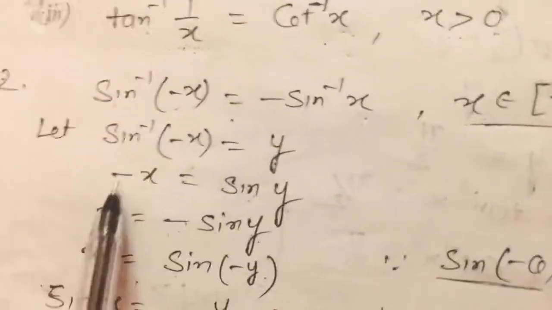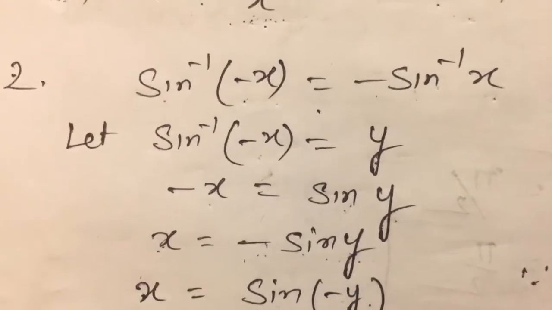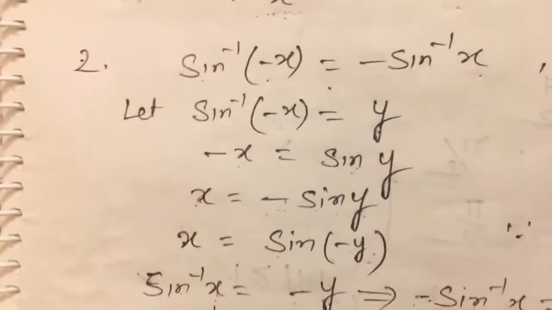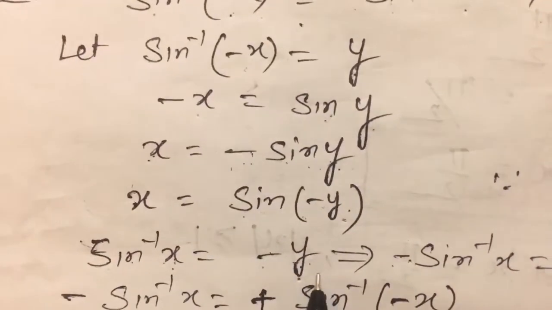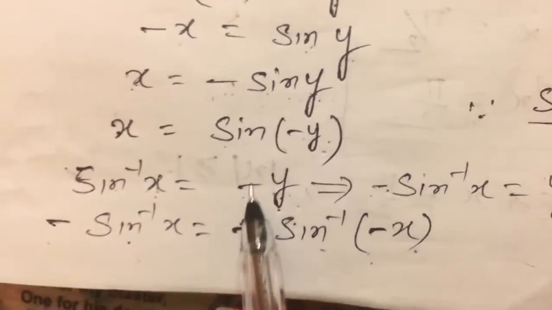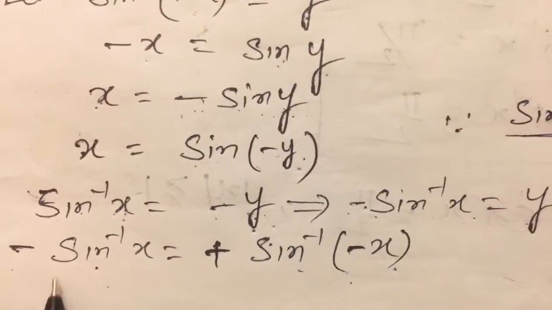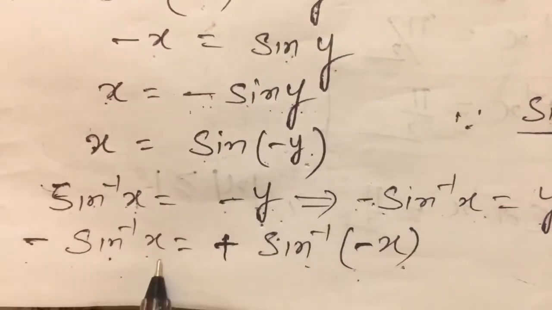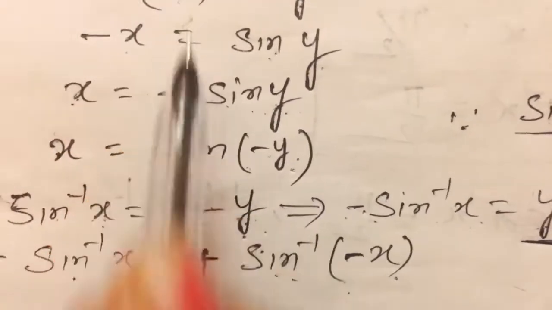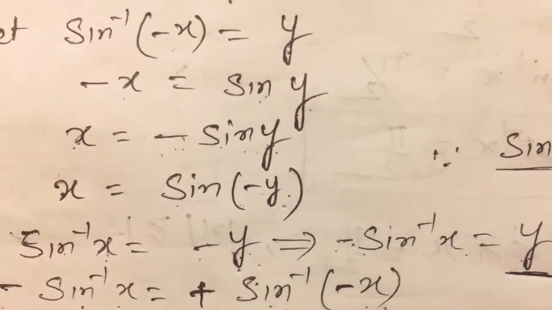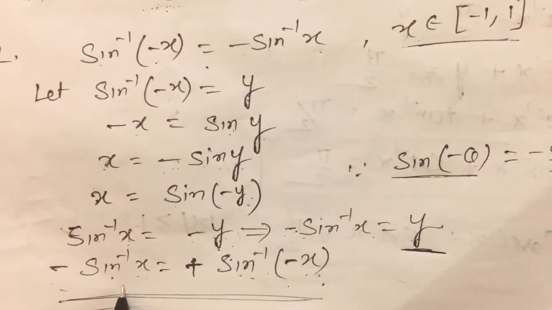Again I am showing this, taking this as y, and minus x is equal to sine y, and we will take minus on this side, so minus sine y, and minus sine theta we can write as sine of minus theta. Then we will take sine inverse on the left hand side, sine inverse x is equal to minus y. Then minus on the left hand side, it will be minus sine inverse x is equal to y. So that means minus sine inverse x is equal to y, which is sine inverse minus x. So we can write sine inverse minus x is equal to minus sine inverse x.